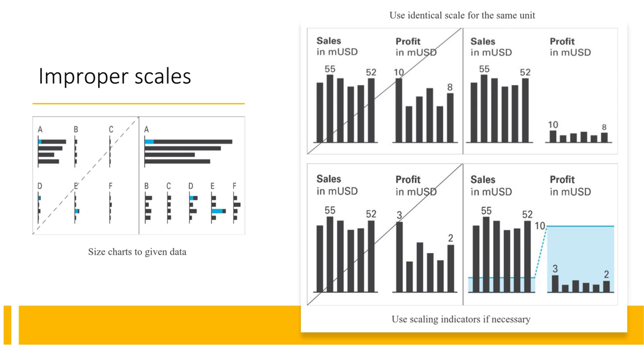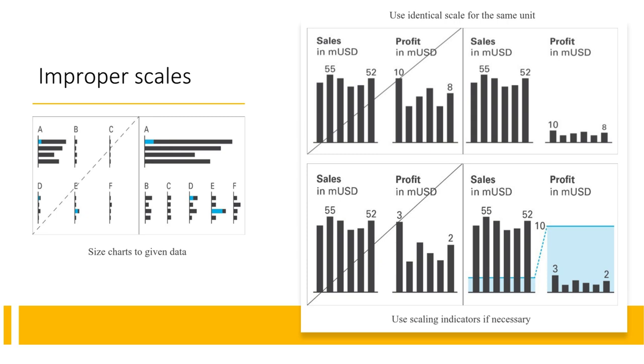Charts communicate by encoding data into visual lengths, heights, and areas. When the scale is wrong, or when different charts in the same report use different scales for the same unit, the visual message stops matching the numerical truth. Size charts to given data. When a dashboard contains multiple charts representing the same measure, each chart should be sized proportionally to its data range, not stretched or squeezed to fill available page space.